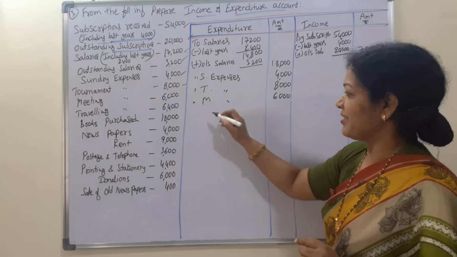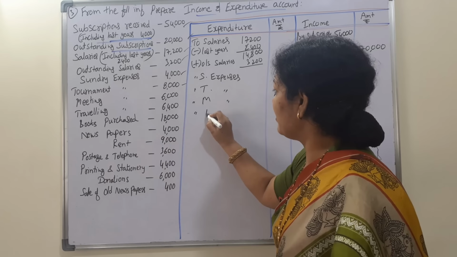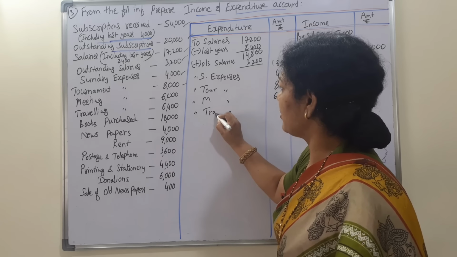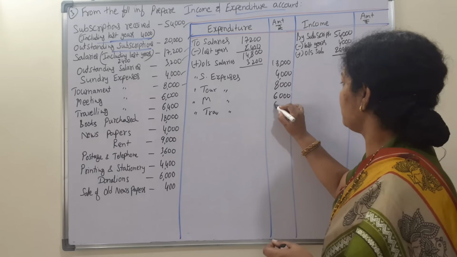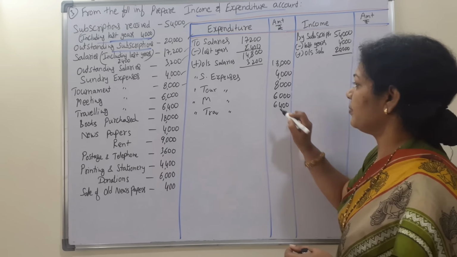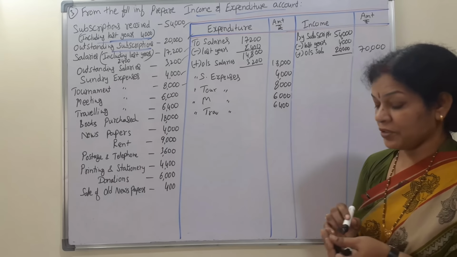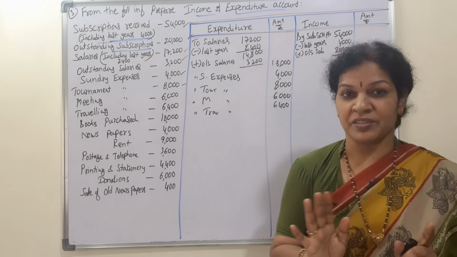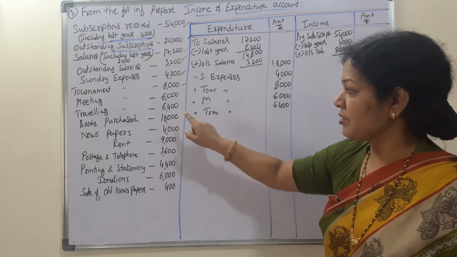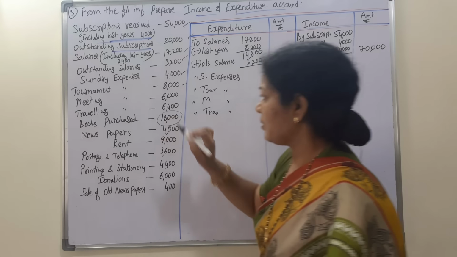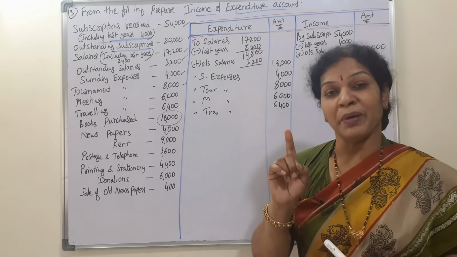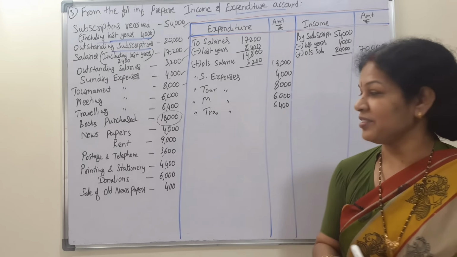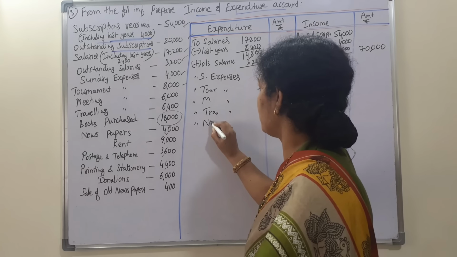So you have to write it in full, meeting expenses. Next, traveling expenses. This is also an expense. First one was tournament, this is traveling, 6,400. Next, books purchased. Purchasing books is an asset, not an expense, so we'll ignore this. It will not come here. Purchased books is an asset, which we will write on the asset side of the balance sheet. Newspaper purchase. Newspaper is an expense.